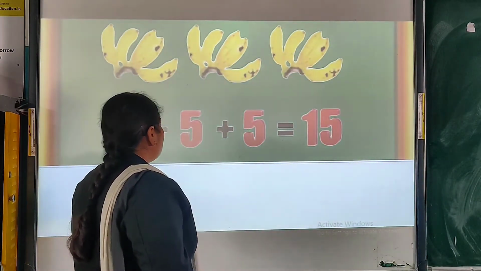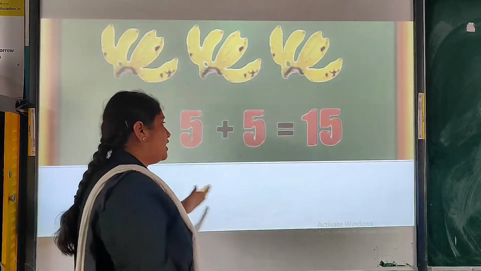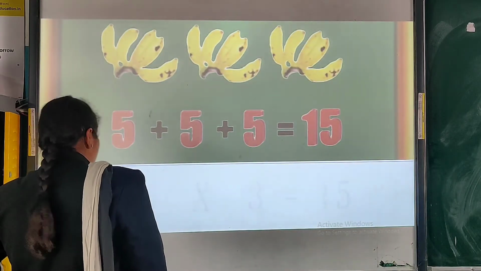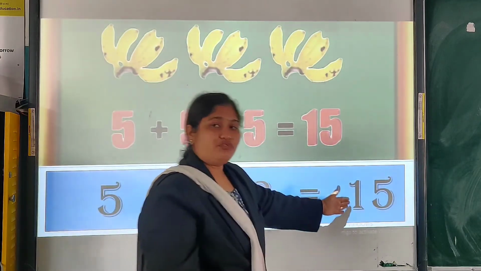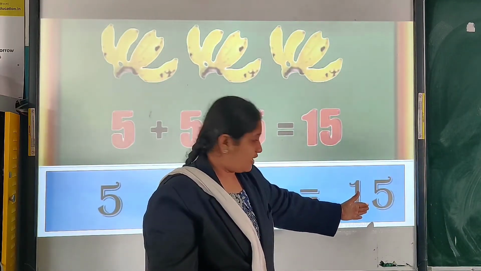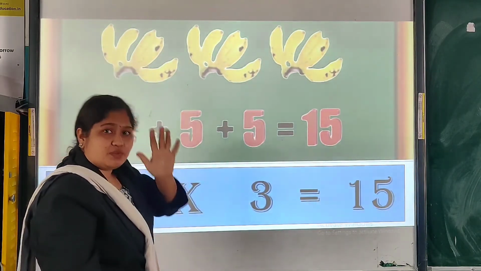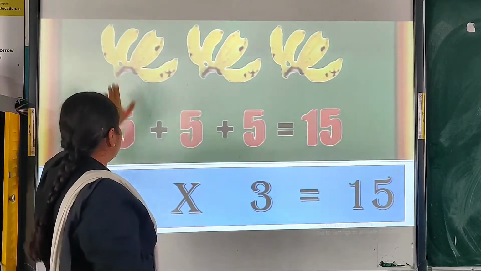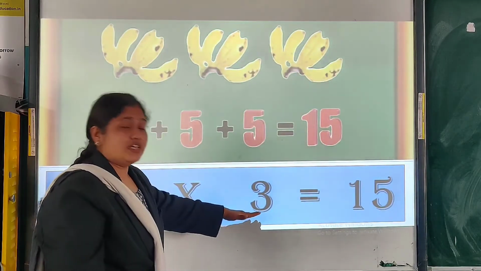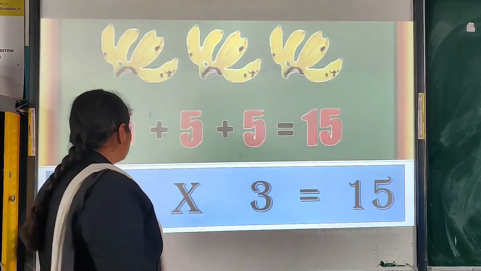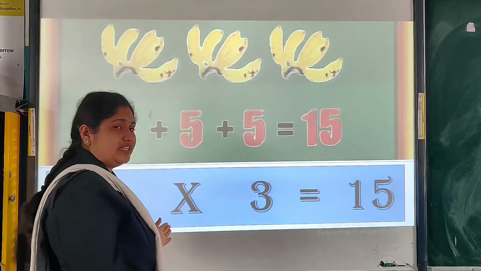Right? So students, instead of doing this addition, repeated addition, we can do the multiplication. Right? See, 5 multiplied by 3 is equal to 15. Short and sweet method. Right, my dear students? See, 5 bananas in one bunch. So, in one bunch, 5 bananas are there. And how many such bunches are there, my dear students? 3. How many bunches? 3.